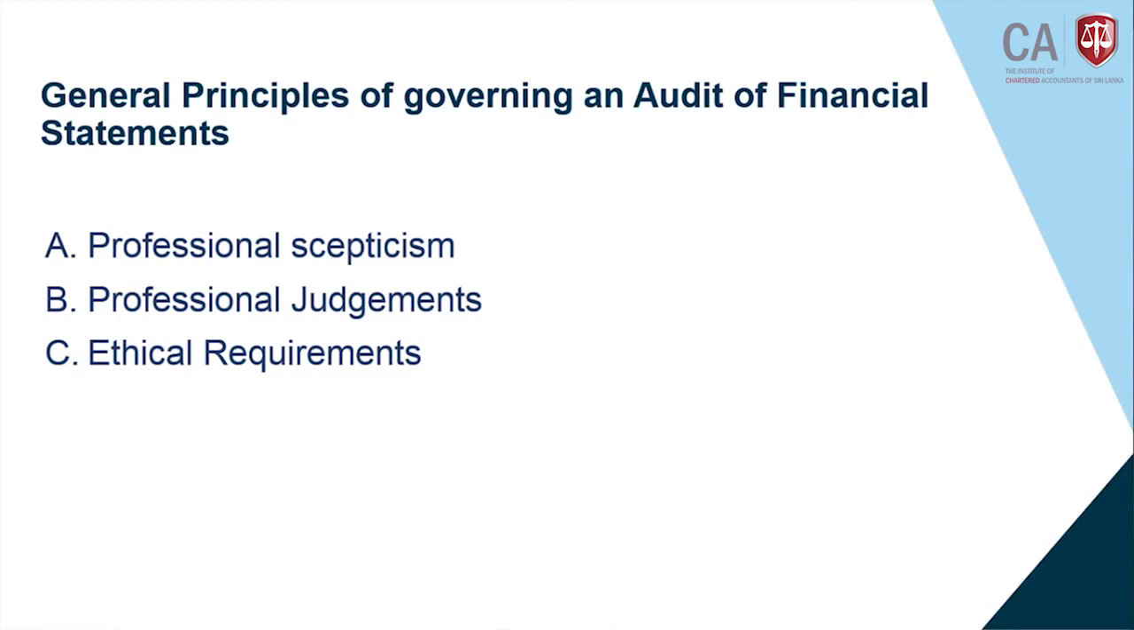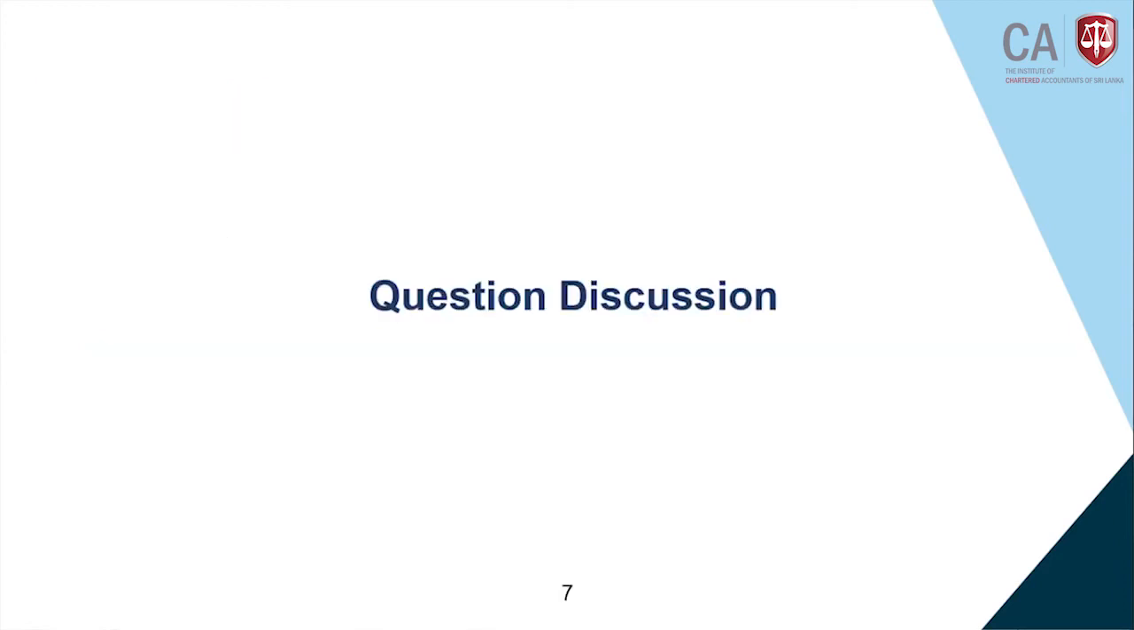Third one is ethical requirements. Basically this has to be remembered. The auditor is a chartered accountant, so he has to comply with the ethical guidelines issued by the Code of Ethics of CA Sri Lanka, which will be discussed separately. That's a separate chapter. But for the moment, keep in mind there are three principles governing an audit of financial statements: professional skepticism, professional judgment, and ethical requirements. Right. So that's all I wanted to give you on the basic introduction to external auditing before moving to the complex theories in the next webinar.